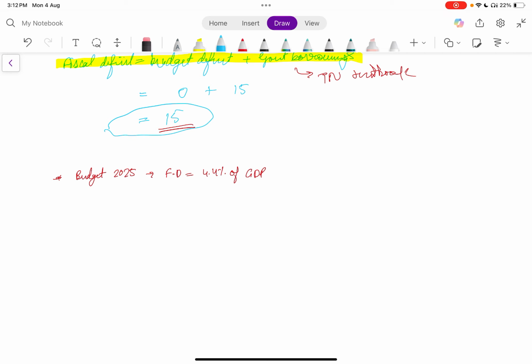Now moving towards the next concept, that is primary deficit. Now what is it? Primary deficit, as per the formula, is fiscal deficit minus interest on earlier loans.